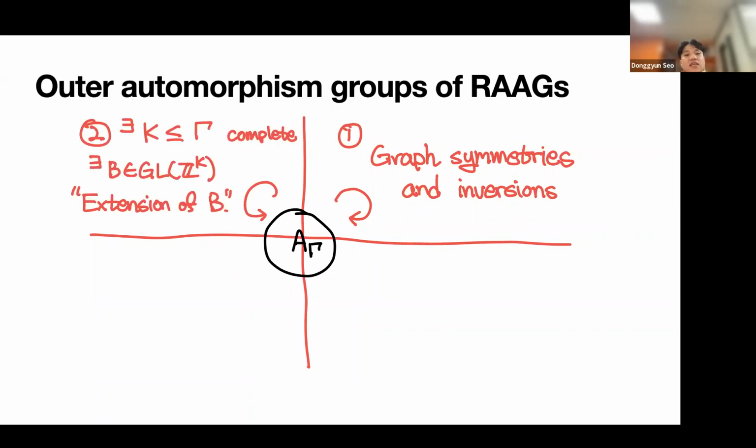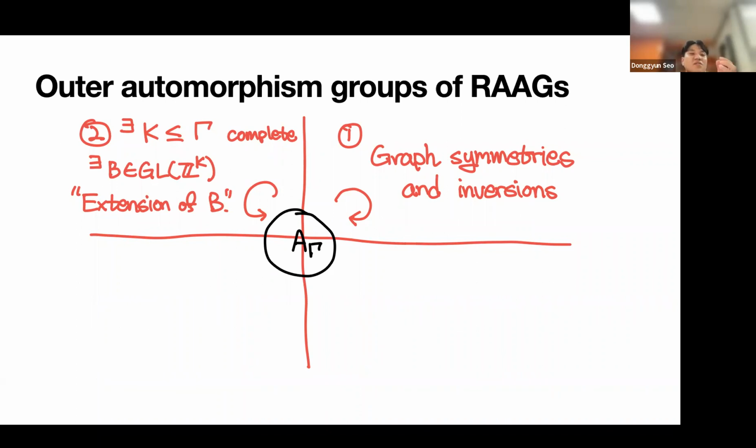The second type: we can think about a complete subgraph K of gamma, and if K satisfies some nice condition, then K generates a free-abelian subgroup of the right-angled Artin group, because it is a complete graph, so every generator commutes.